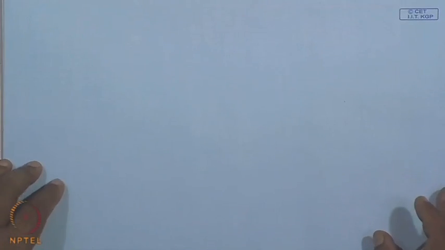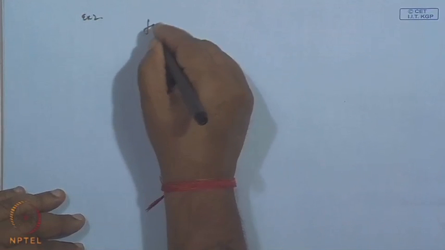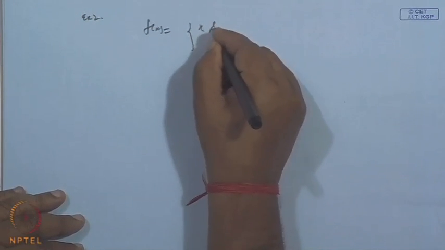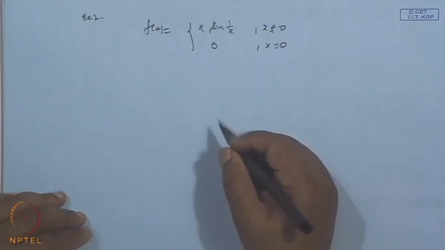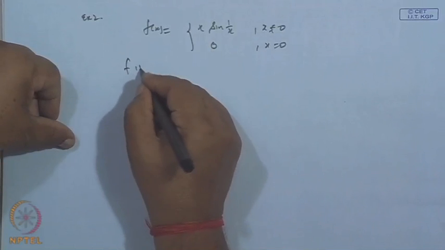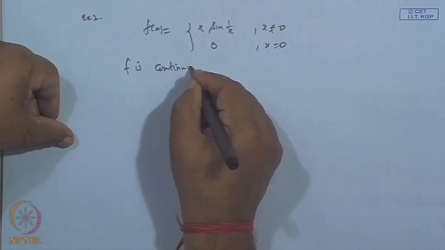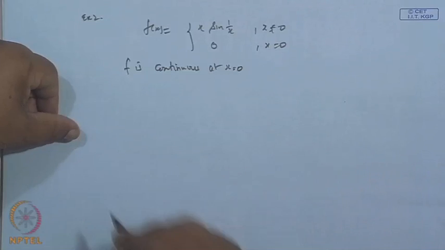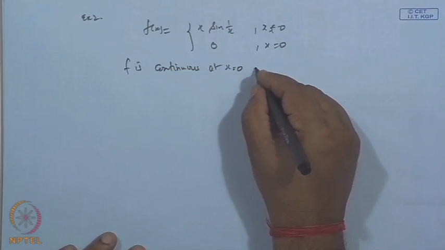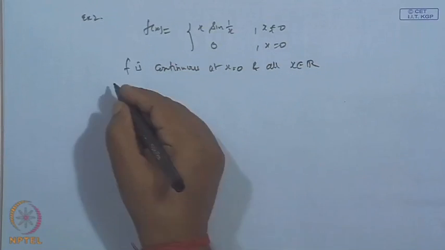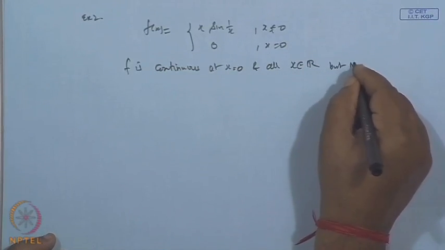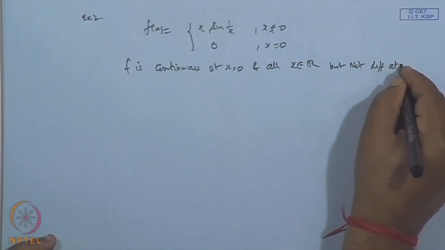If we look, the f(x) is similarly x sin(1/x), we will see in a similar way the limit does not exist. Similarly, example 2: if we take the function f(x) = x sin(1/x) for x not equal to 0, and 0 at x = 0, then the function is continuous. F is continuous at 0 and also for all x belongs to R. In fact, continuity follows, but it is not differentiable at x equal to 0.